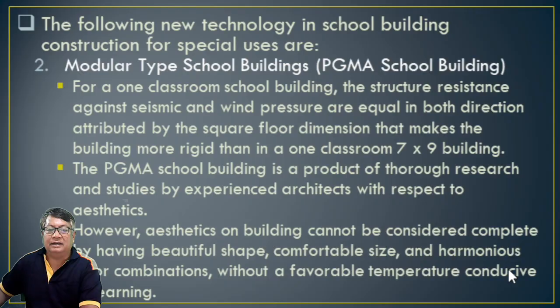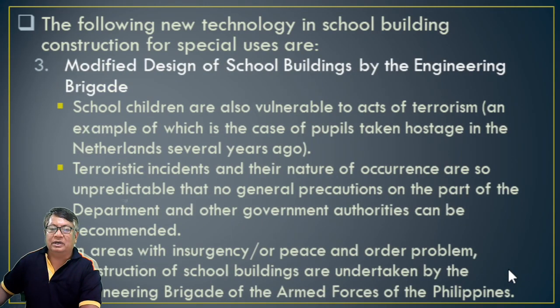The structural stability of the school building was enhanced by the increase of 1 meter in the shorter side. Okay, for one classroom school building, the structural resistance against seismic and wind pressure are equal in both directions attributed by the square floor dimension. Okay, the PGMA school building is a product of thorough research and studies by experienced architects with respect to aesthetics. However, aesthetics on building cannot be considered complete by having beautiful shape, comfortable size, and harmonious color combinations, so on and so forth. School building, okay.